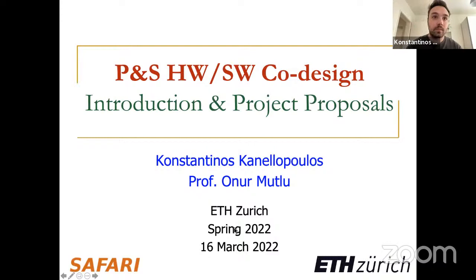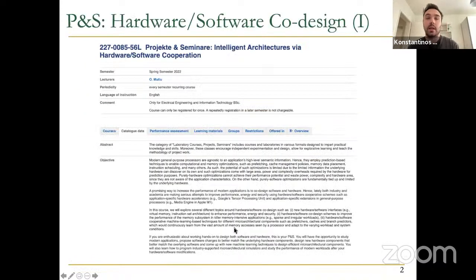So first, the full title of the course is Intelligent Architectures via Hardware Software Co-Design. It is offered this spring semester, and it's, I think, 3 credits. The language is English, of course, and the project is around multiple topics in the context of hardware software co-design.